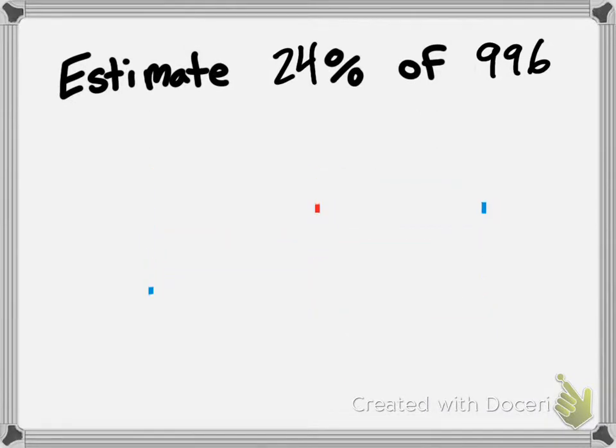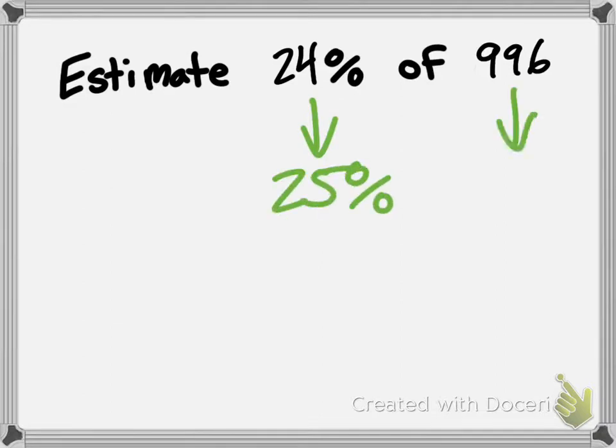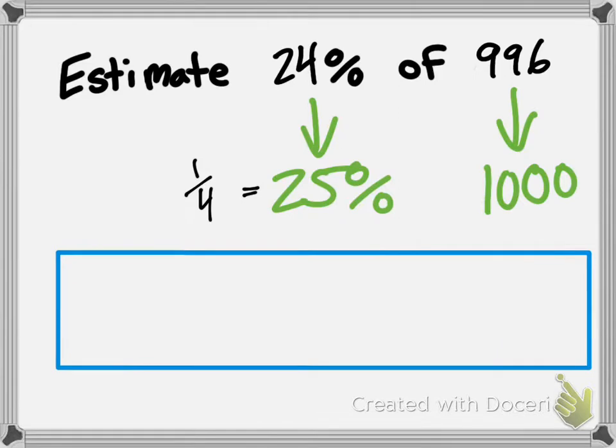24% of 996. Let's make it even easier. So we're rounding. 24%? Yeah, 24% is almost 25%. 996? What is 996 almost? Yes, it is almost 1,000. 25%. What was that again as a fraction? We need it 1/4. So I'm going to split 1,000 into 4 groups, and I only care about 1 of them.